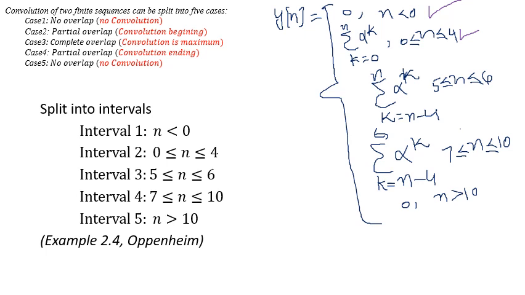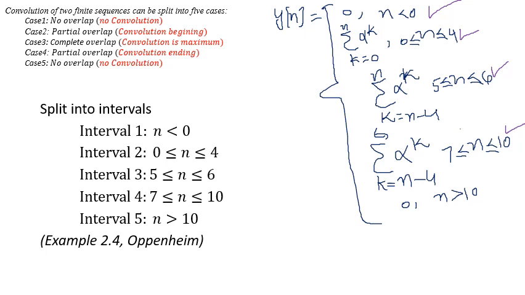In partial overlap, this is the range of values of n. Then the next interval was the complete overlap, right? So the two signals were completely overlapped, which is represented by this one. And then the fourth interval was again the partial overlap. So I hope you understand the meaning of the partial.